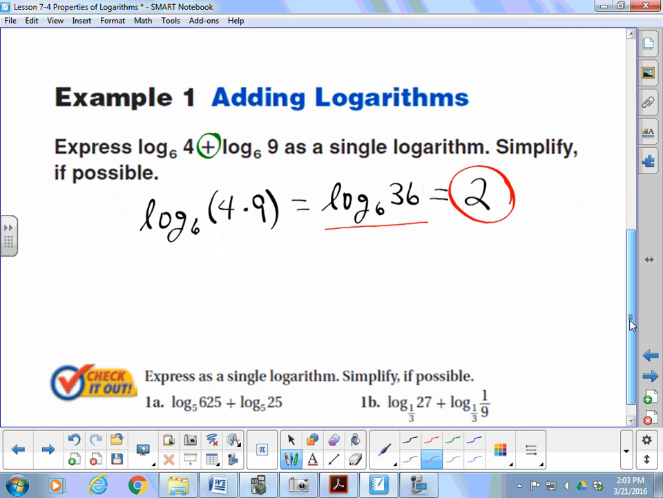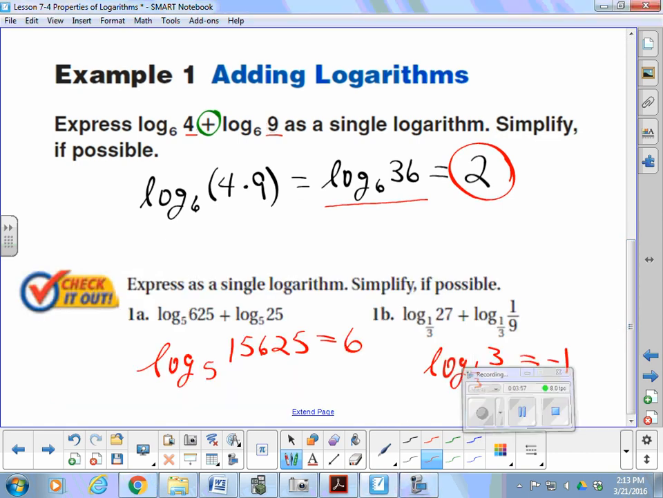So whenever there's a plus sign between them, and the bases are the same, then we can multiply these two parts together. So combine them as a single logarithm, and then if possible, use our exponents to simplify it. Okay, so there's the product rule.